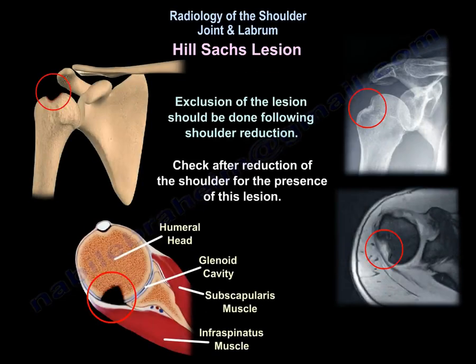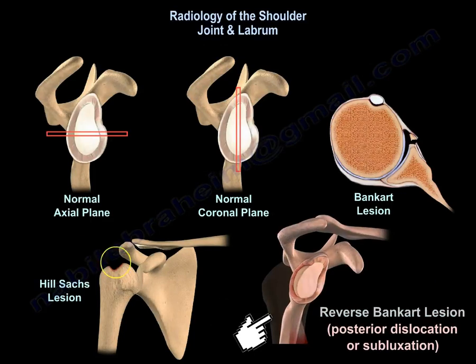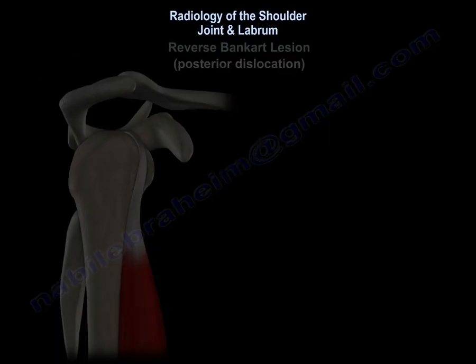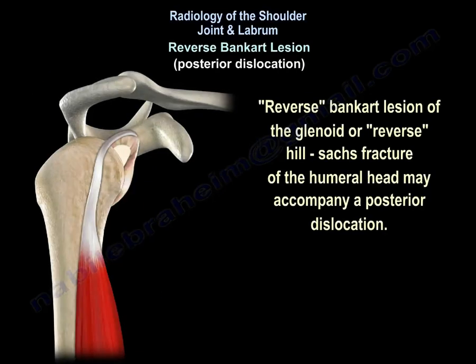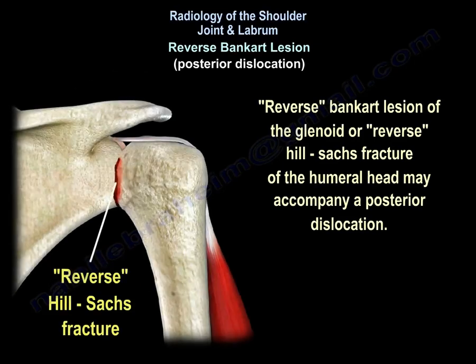Exclusion of the lesion should be done following shoulder reduction. Check after reduction of the shoulder for the presence of this lesion. How about reverse Bankart lesion for posterior dislocation and subluxation? The reverse Bankart lesion of the glenoid or reverse Hill-Sachs fracture of the humeral head may accompany a posterior dislocation. Here you can see a reverse Bankart lesion, and here you can see a reverse Hill-Sachs fracture.